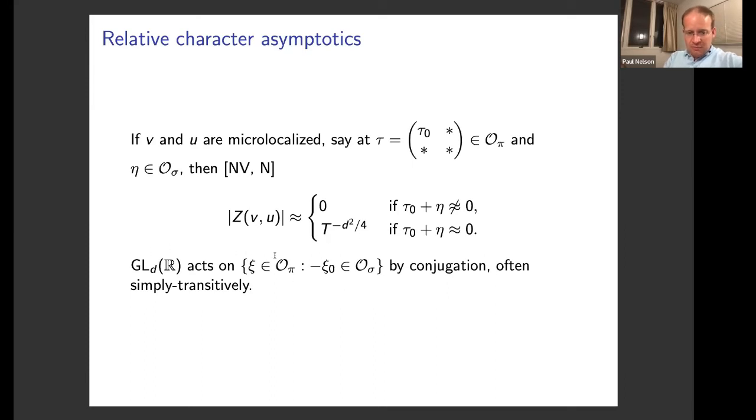It turns out that this set very often behaves quite simply under conjugation by GL_d of R. So that action is often simply transitive. You have any 2 points satisfying this relation can be obtained from one another by conjugation under some group element, and there's no additional symmetry. You don't have any kind of stabilizer for this action.